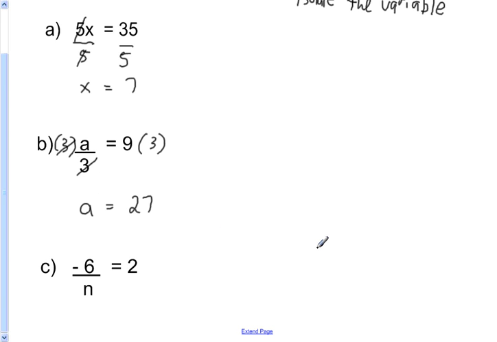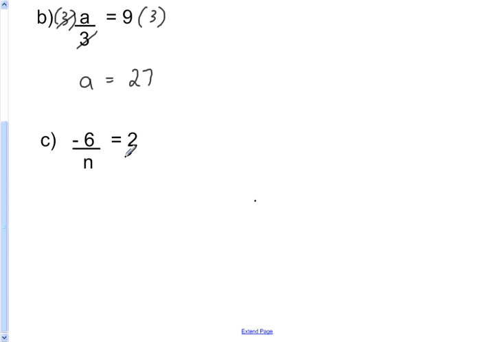Now, third example here. What if our variable is in the denominator, or is in the bottom? Well, this doesn't change our rules. We just have to do a little something different. This time we have to multiply everything by n. So when we multiply everything by n, what that's going to do is get rid of the fraction. So we multiply this side by n. I'm just going to put it in brackets so we know it's multiplication. And multiply this side by n. What's going to happen is we have an n on the top and an n on the bottom. They're going to cancel each other out. And on this side, we're just going to be left with -6, and on the other side, 2n.